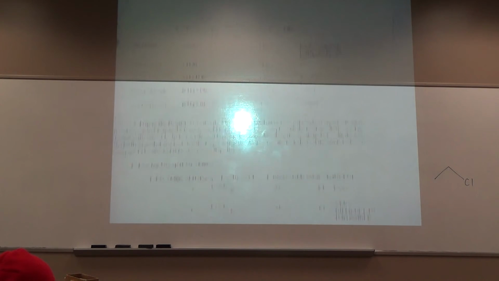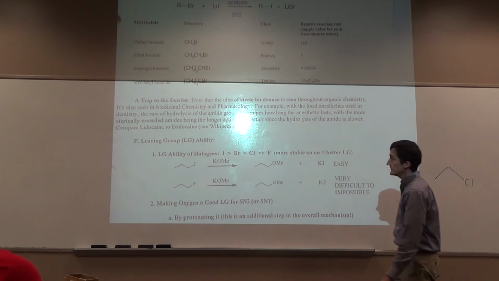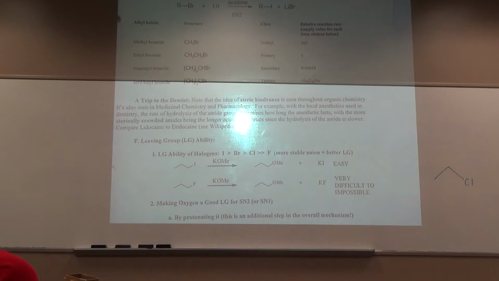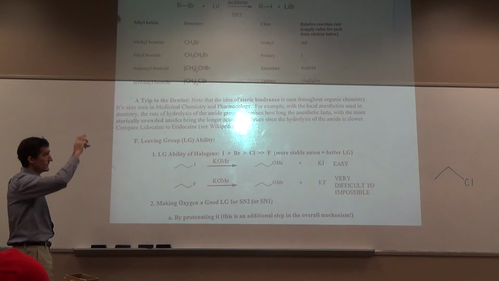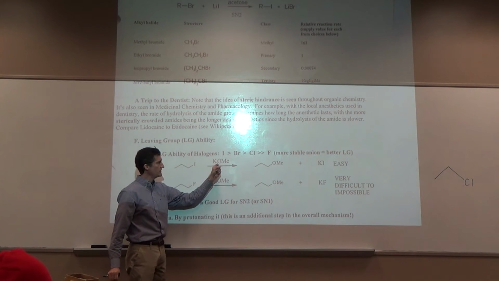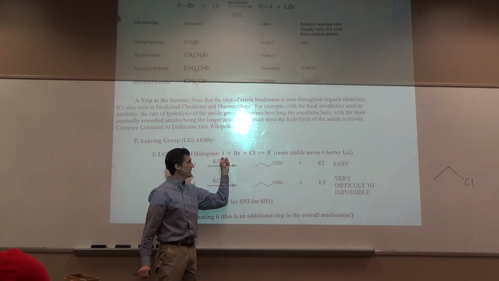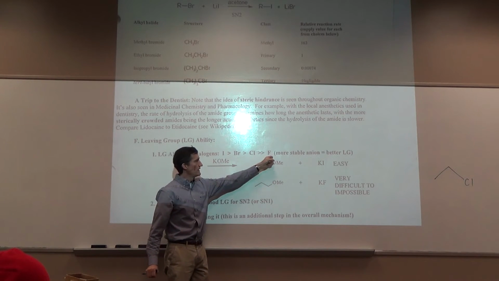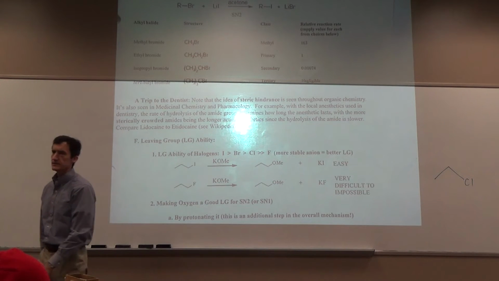Okay. Leaving groupability. And by the way, we're focusing on the substrate of the leaving group in these examples. We've already said this, but the leaving groupability of the halogens is larger halogen, better. Okay, these 3 are okay. Fluorine typically not a good leaving group.